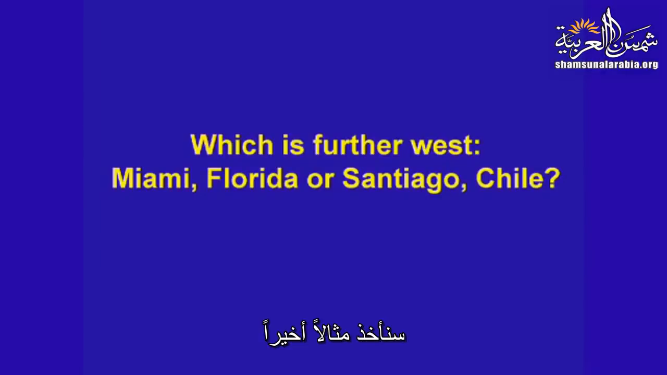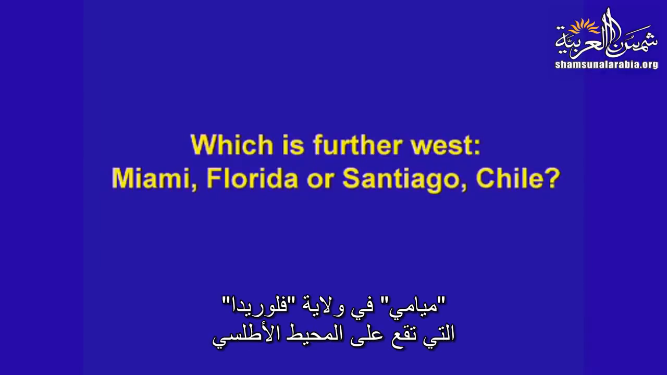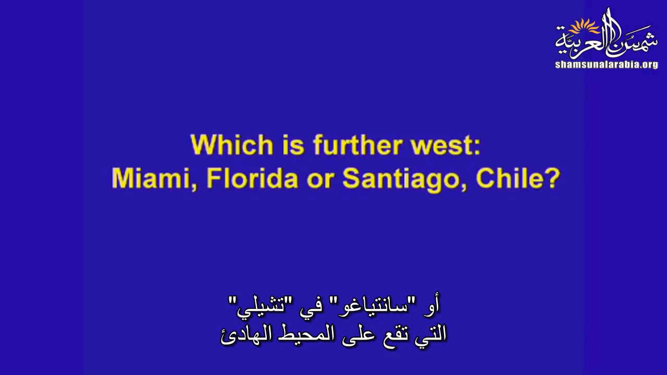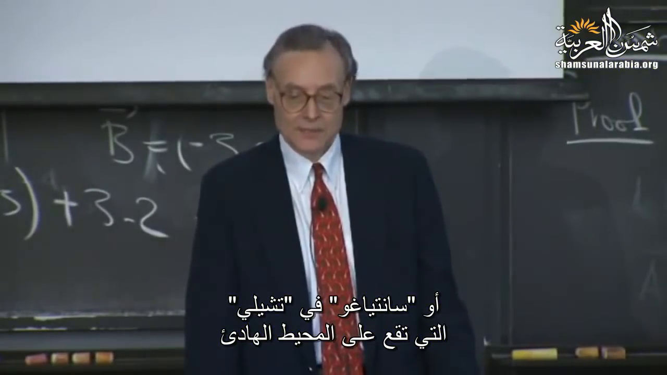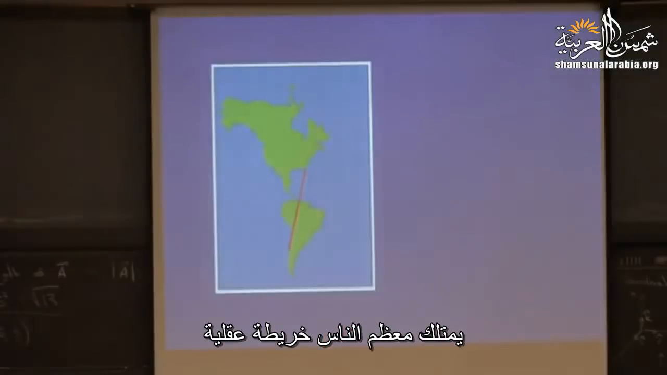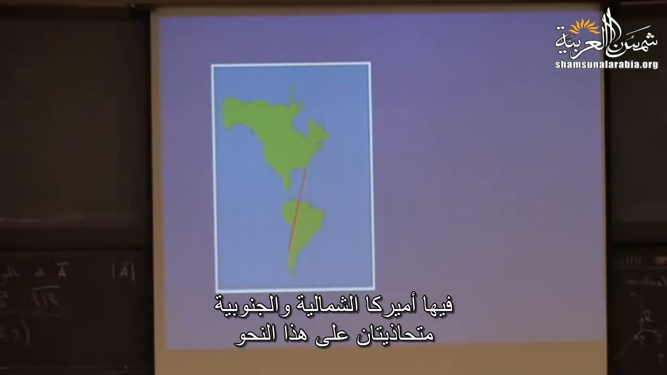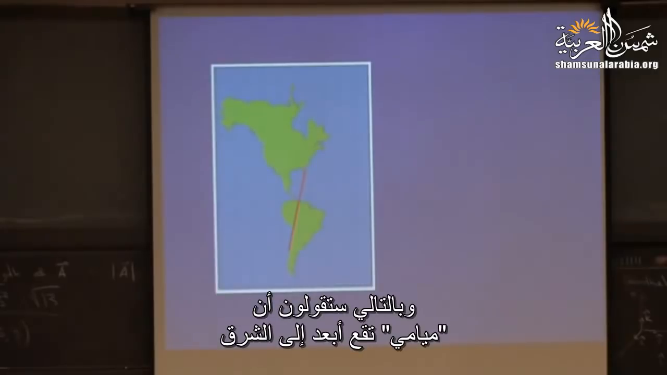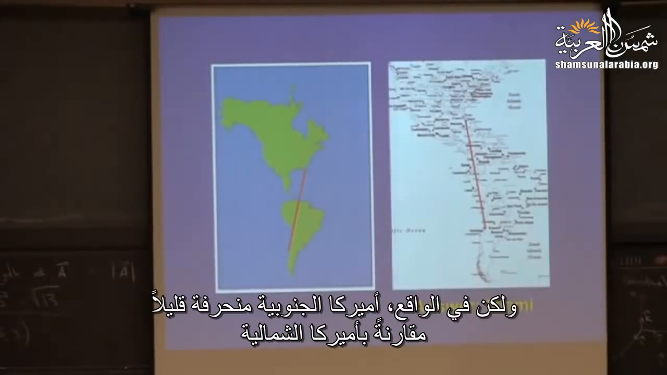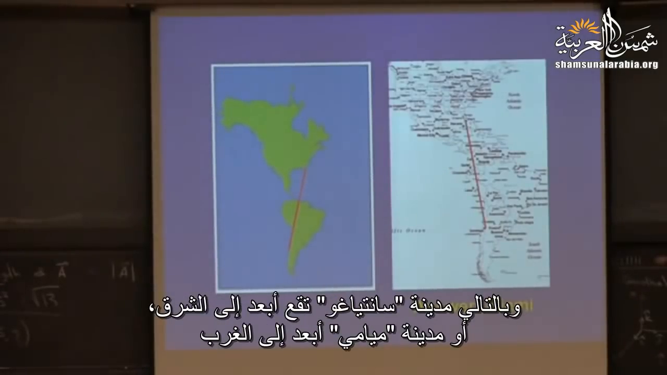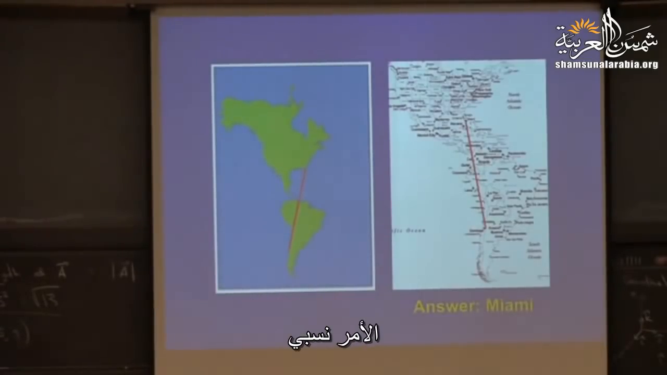We'll do one last one. Which is further west? Miami, Florida, which sits all the way towards the Atlantic Ocean, or Santiago, Chile, which sits towards the Pacific Ocean? Most people have a mental map that North America and South America are kind of lined up like that. And so you say, well, Miami is farther east and Santiago is farther west. But in fact, South America is fairly shifted compared to North America, and Santiago is actually more eastern, or Miami is more western, one relative to the other, right?